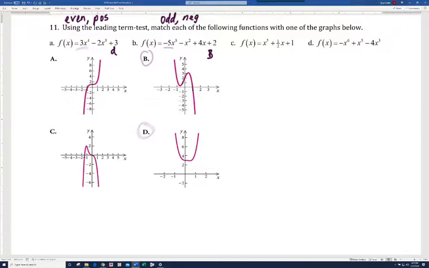All right, so let's look at C. Now for C, the leading term is x to the 5th. So here our degree is odd and we're positive. This is the John Travolta behavior. And so notice this is going to be graph A. And then finally, if you look at D, notice this is an even function and our leading coefficient is negative. And so this is going to be the case where it opens down on both ends. And so that's going to be graph C.